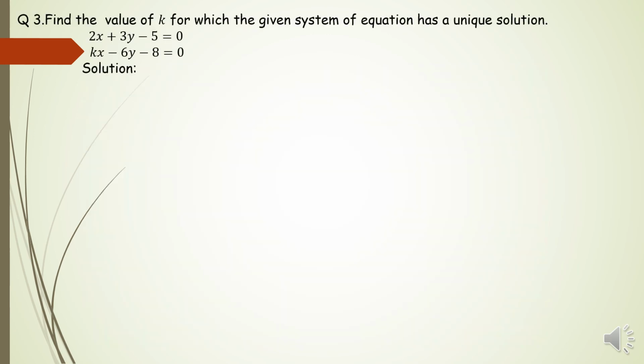Question number 3. Find the value of k for which the given system of equations has a unique solution: 2x plus 3y minus 5 equal to 0 and kx minus 6y minus 8 equal to 0. Dear children, please copy down all the statement problems in your notebook by pausing the video.